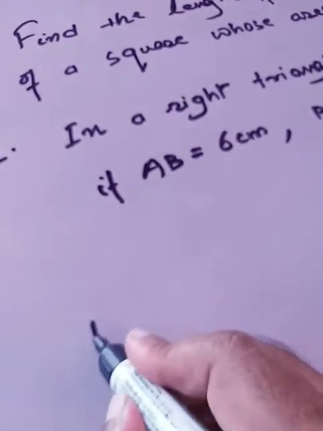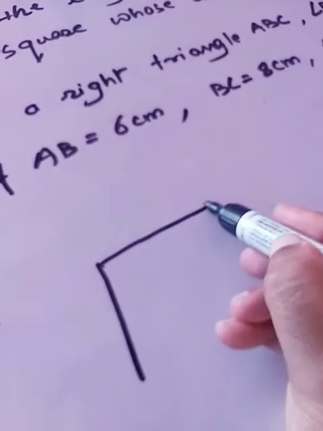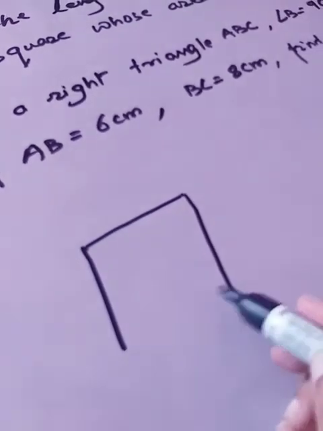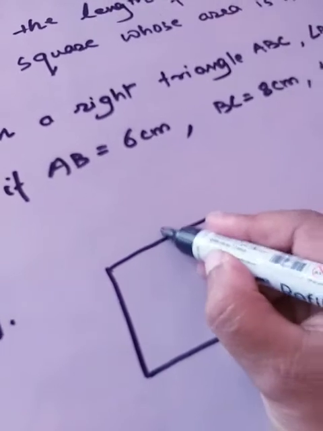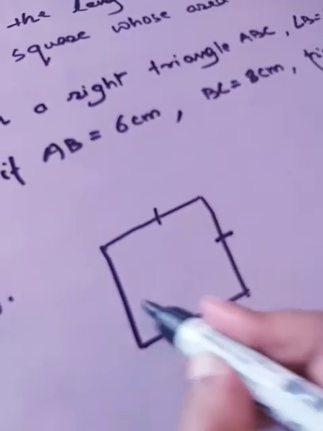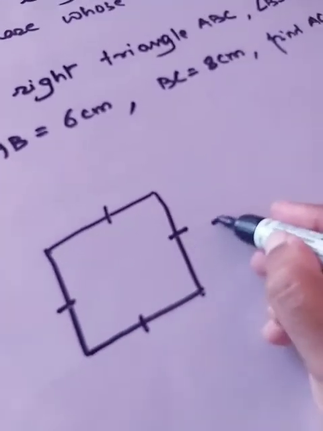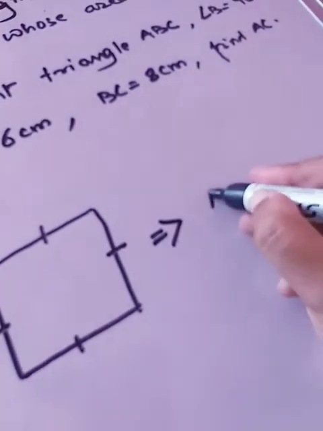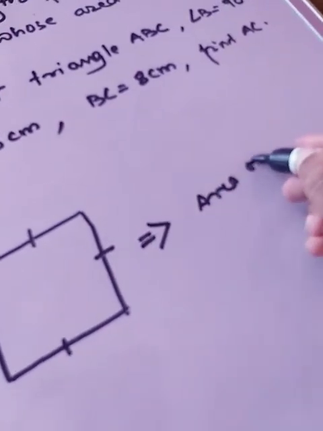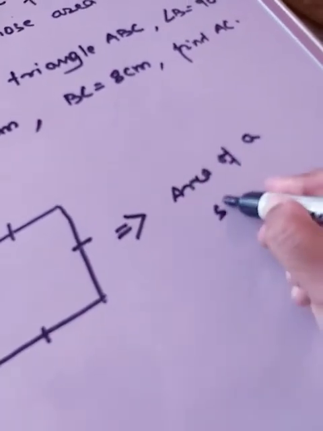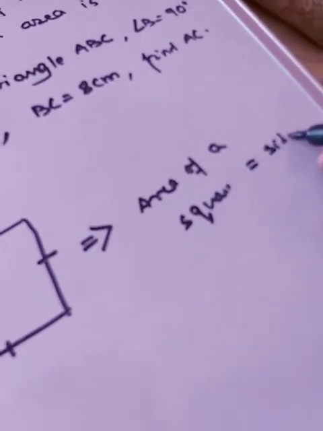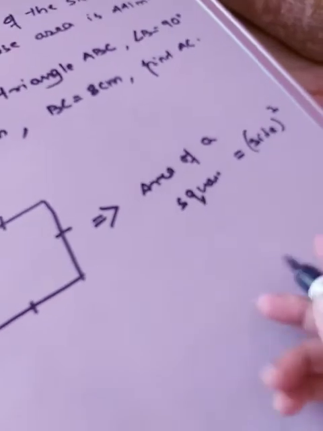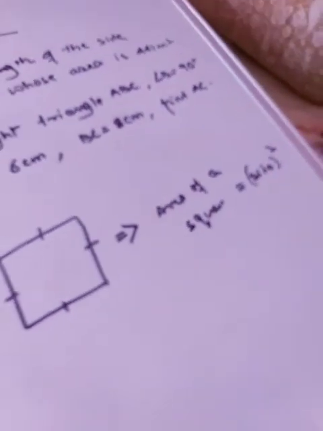First of all, we need to draw a square. As we know, a square is a quadrilateral whose all sides are equal, isn't it? Now we have studied in our junior classes that the area of a square is equal to what? Area of a square is equal to side square. So we'll work on this particular formula.